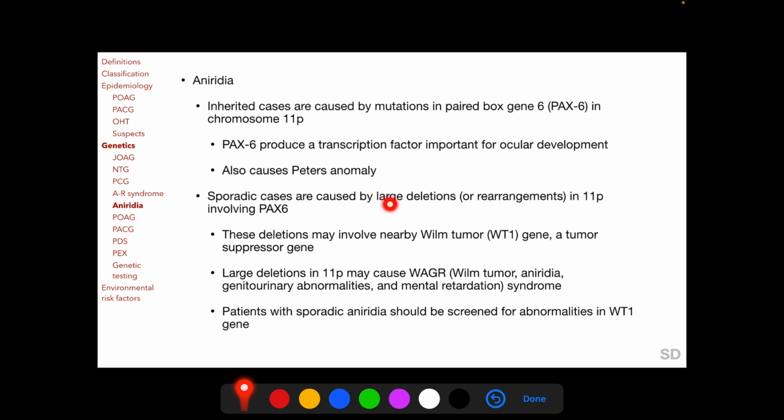But since these are large deletions, these deletions may involve the nearby Wilms tumor or WT1 gene. So large deletions in this region of chromosome 11 may result in absence or abnormality in both PAX6 and WT1 gene, and this may result in WAGR syndrome, which comprises Wilms tumor, aniridia, genitourinary abnormalities, and mental retardation. So patients with sporadic aniridia should be screened for abnormalities in the WT1 gene, and this is very important to remember.